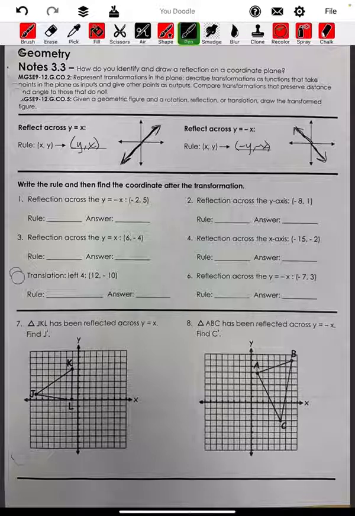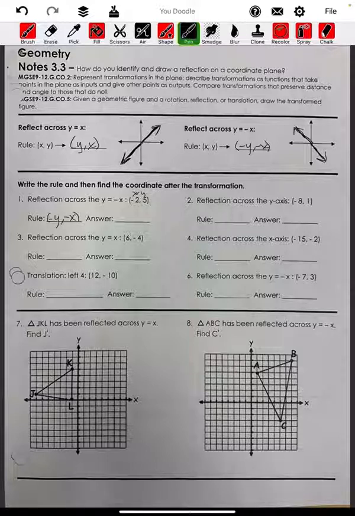Now let's do some examples. The first one we're going to do is a reflection across y equals negative x, and our coordinates are negative 2 comma 5. As a handy tip, you don't have to do this on the Google slide, but it's always a good idea to mark your x and your y. Remember our rule: whenever it's y equals negative x, it's going to be negative y comma negative x.